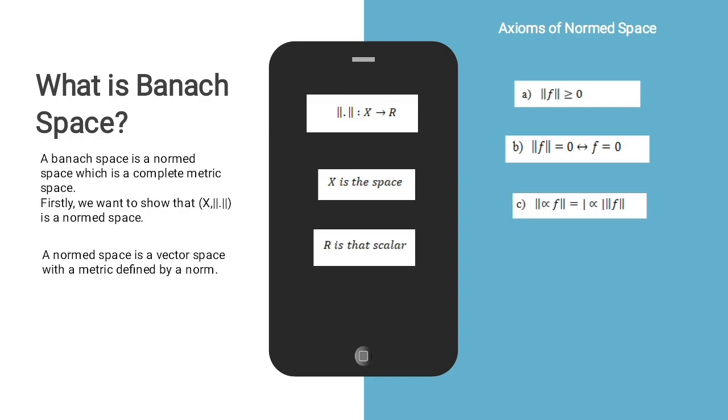The third axiom is, if we take the norm of the scalar multiplication alpha f, where alpha is a member of the field, then it must be equal to the magnitude of the scalar times the norm of f. And the last axiom is the triangle inequality. We take the norm of the sum of two elements from the space, and that must be less than or equal to the sum of the individual norms of the two elements.